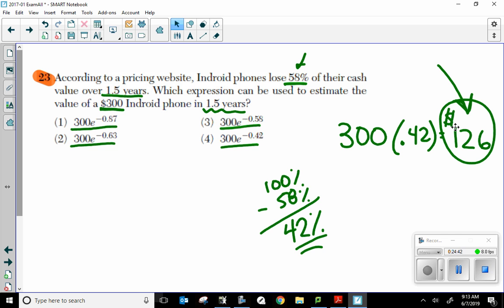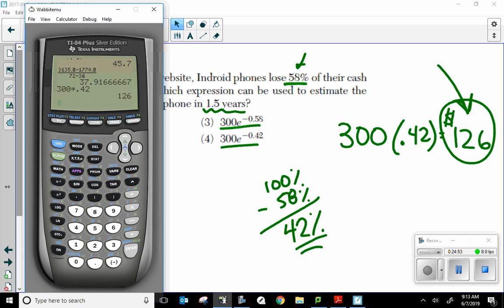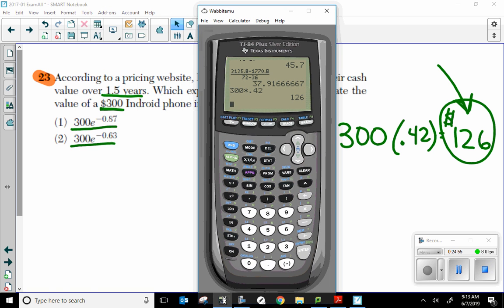All of these choices, 1, 2, 3, and 4, none of them have a variable. That E is a number. It's an irrational number, and it's in the calculator. Okay? So let's look at choice 1. I'm going to take 300 multiply it times e raised to the negative 0.87.